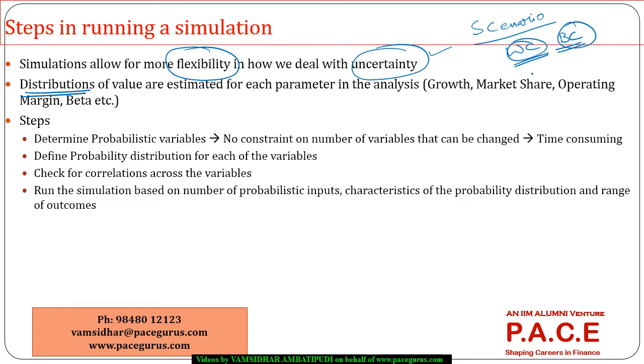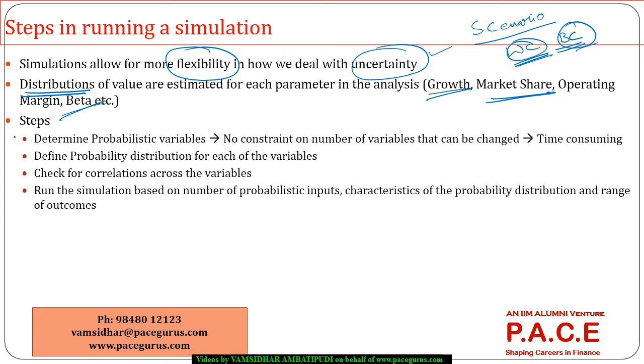I'm not just taking one or two possible values of the input, but I'm trying to understand what are the possible values of the input, what is the distribution of the input variable. So for each parameter, growth rate, I'll look at what could be its distribution. Market share, what is the distribution of the market share? Beta, what is the distribution of the beta? And based on all these things, I am running a simulation procedure.